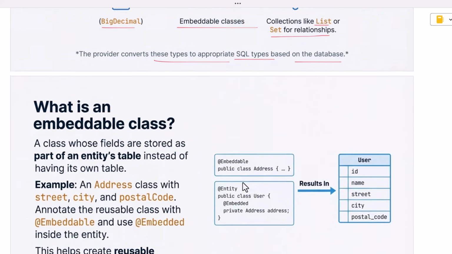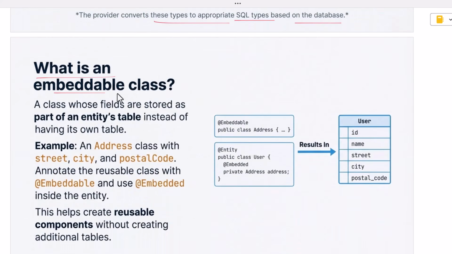What is an embeddable class? It is a class whose fields are stored as part of an entity table instead of having its own table. For example, an address class with street, city, and postal code. You annotate the class with embeddable and use embedded inside an entity. This helps you create reusable components without creating additional tables.